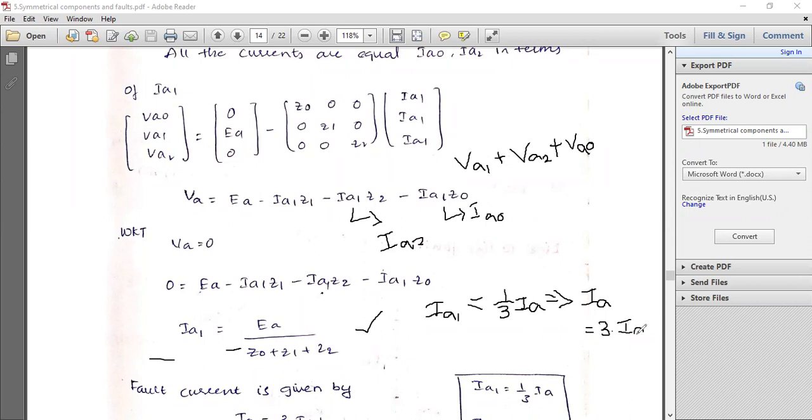Now check the condition. Now what is your fault current? Your fault current is IA here. So you can also write IA or IF. So IF is equal to 3 into IA1. So once we know IA1, obviously it is also easy to get the fault current, that is equal to 3 into IA1. See how simple it is. But the only thing is you need to keep focus. That's all.